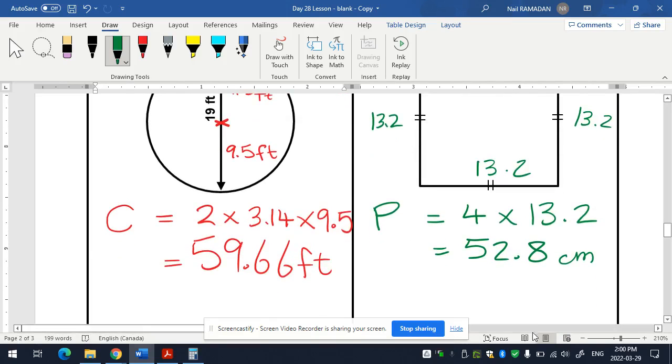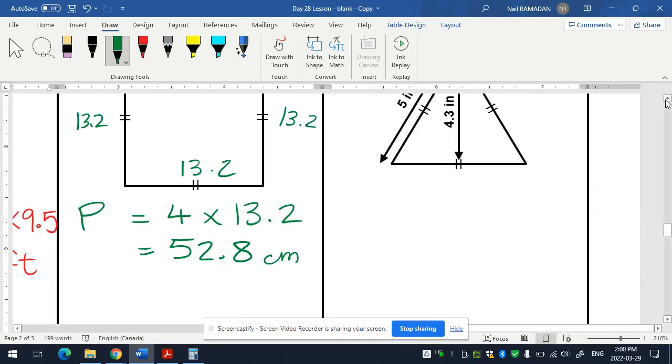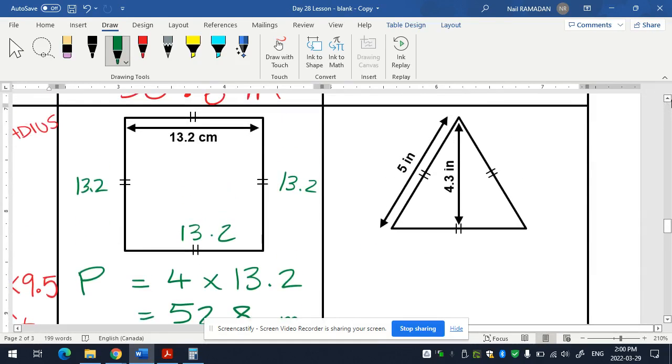What is that one more shape? How special is this triangle? Just look at the sides. The sides are all the same: 5 inches here, 5 inches there, 5 inches here. So let's use the 5 inches.